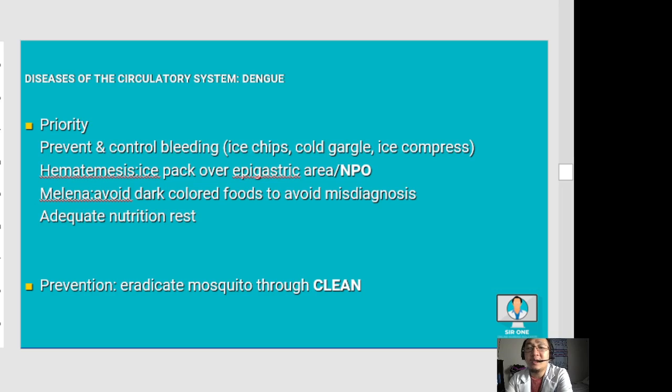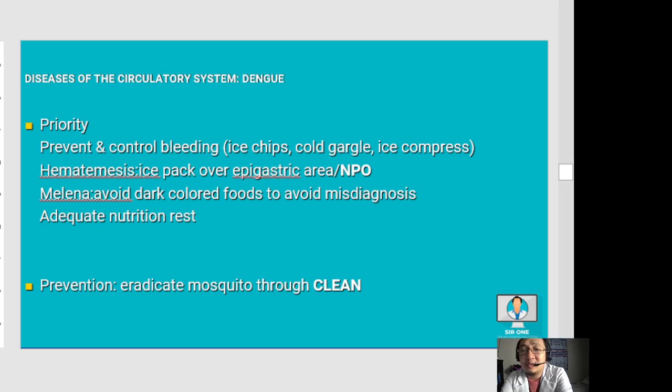Again, the priority here is to prevent and control the bleeding. You may use ice chips, cold gargles, or an ice compress. If the bleeding is in the GIT, you can place it in the abdomen. If it's a nosebleed, place it on the forehead.